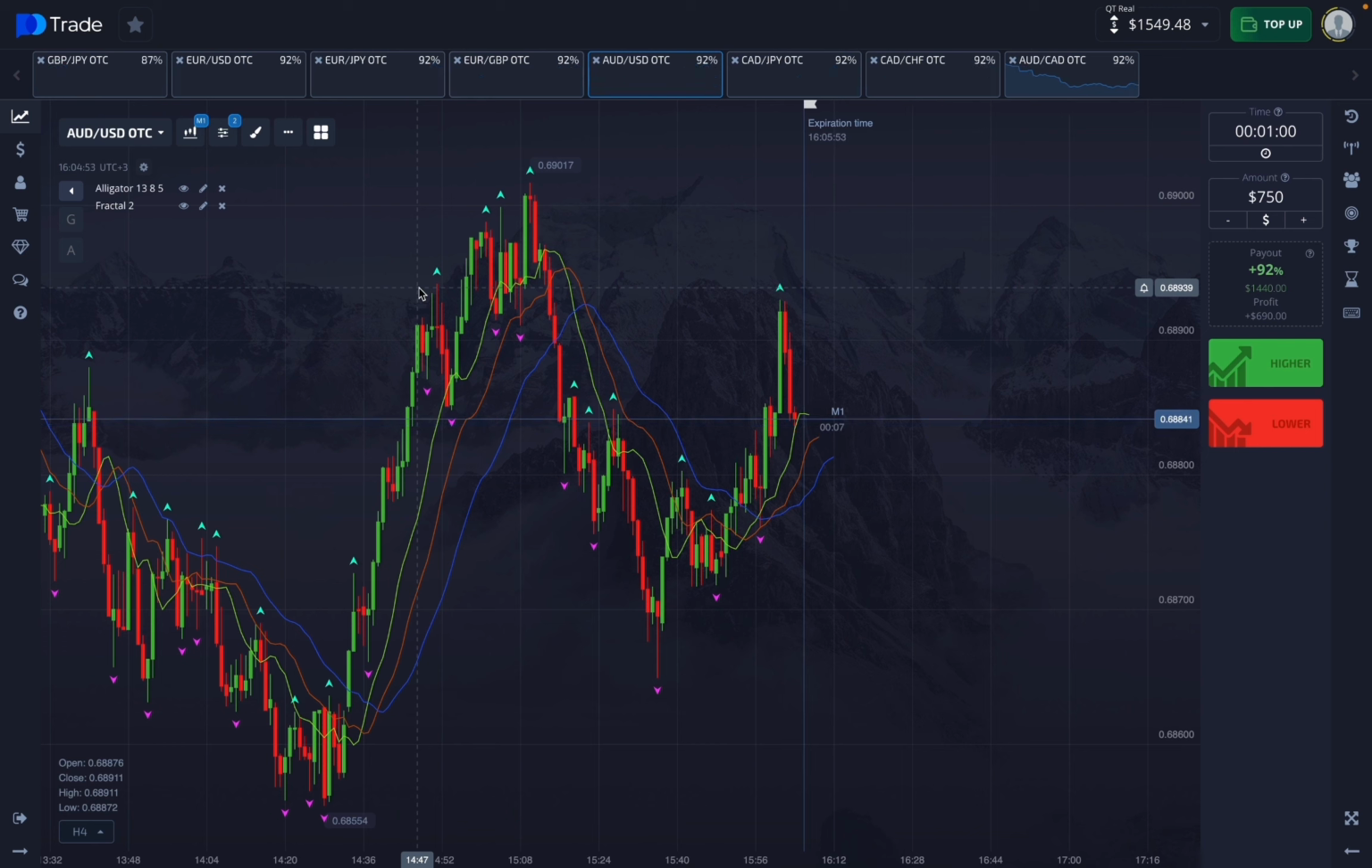When trading on the minute time frame, I prefer the default settings of this indicator. I suggest you start trading. Let's start with a $750 deal. Let's start the analysis and select our first currency pair.